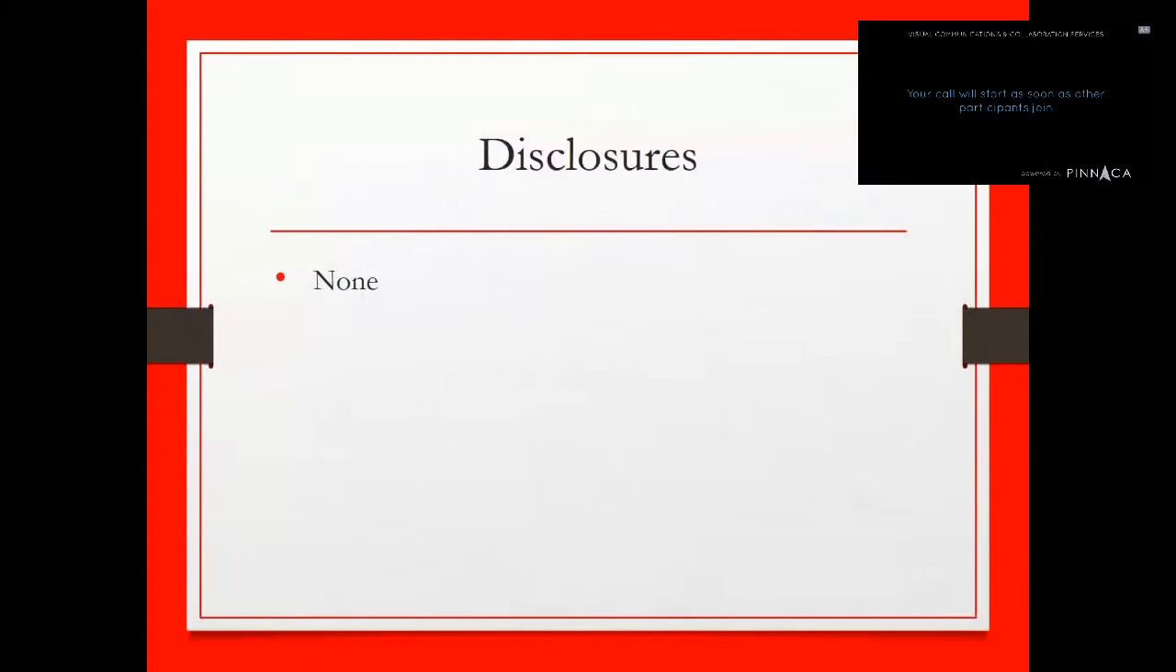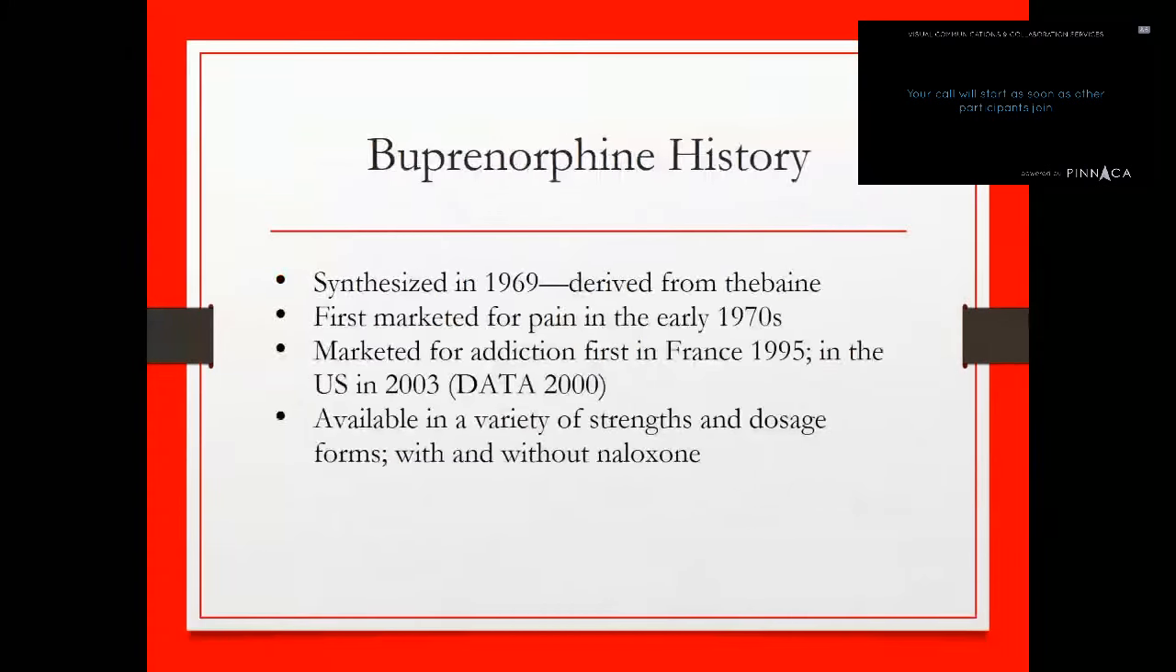So I don't have any financial disclosures. I'm going to be talking generally about buprenorphine in the primary care setting as used for opioid use disorder, but I'm going to take a couple of detours along the way into areas that are, I think, both useful and interesting, and try to build on some of the information that everyone has already seen at least once in their buprenorphine waiver training.